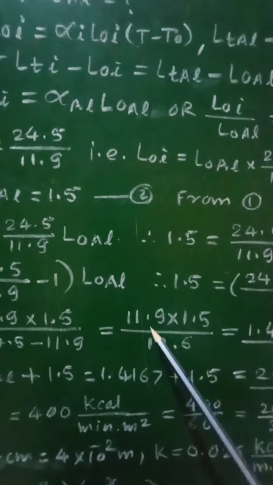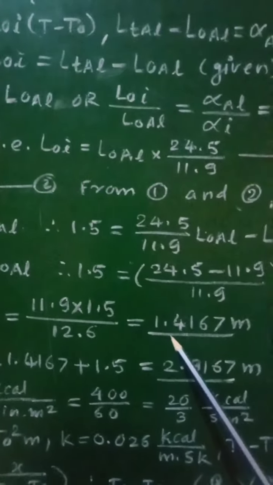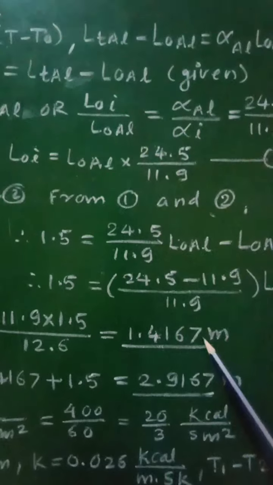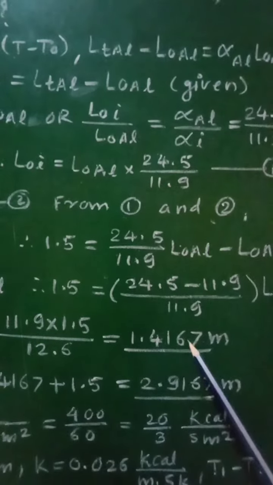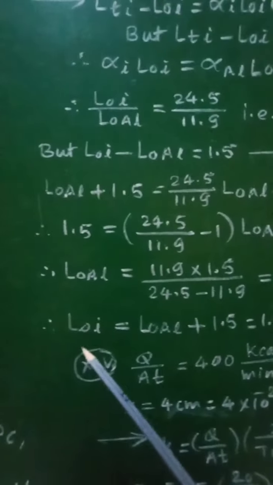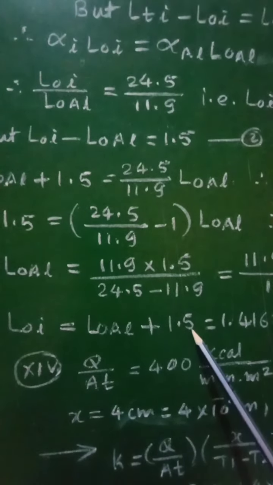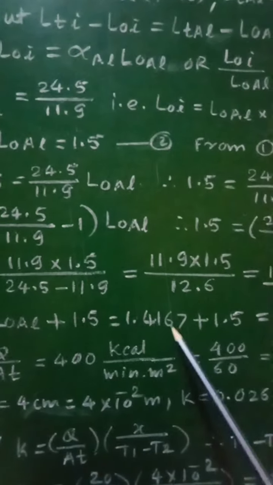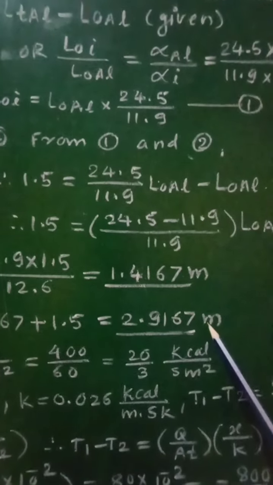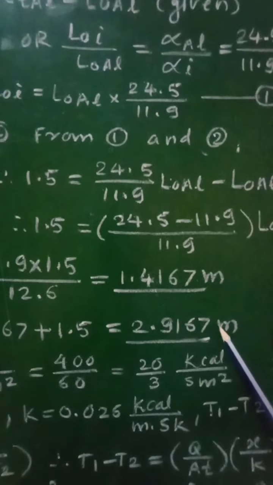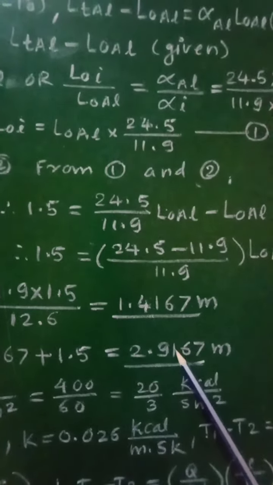That comes out to be 11.9 into 1.5 upon 12.6, which comes out to be 1.4167 meter, and this is the required length for aluminium rod at 0 degrees Celsius temperature. Now L0I will be calculated as L0AL plus 1.5, which comes out to be 1.4167 plus 1.5, which is equal to 2.9167 meter. This will be the required length for iron rod at 0 degree Celsius temperature.